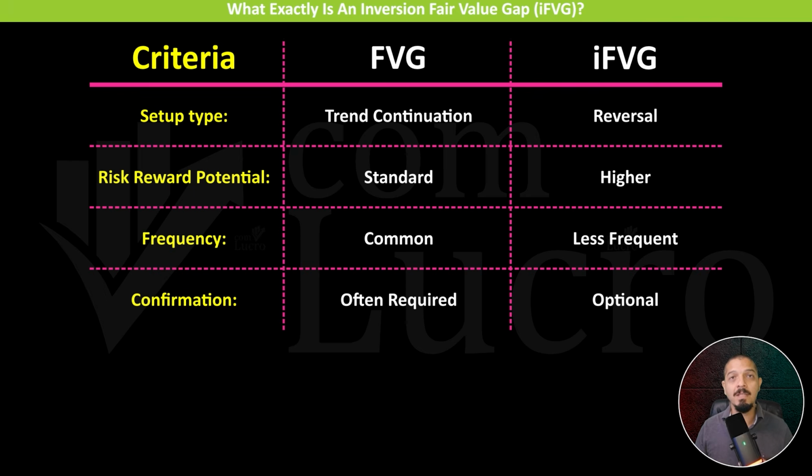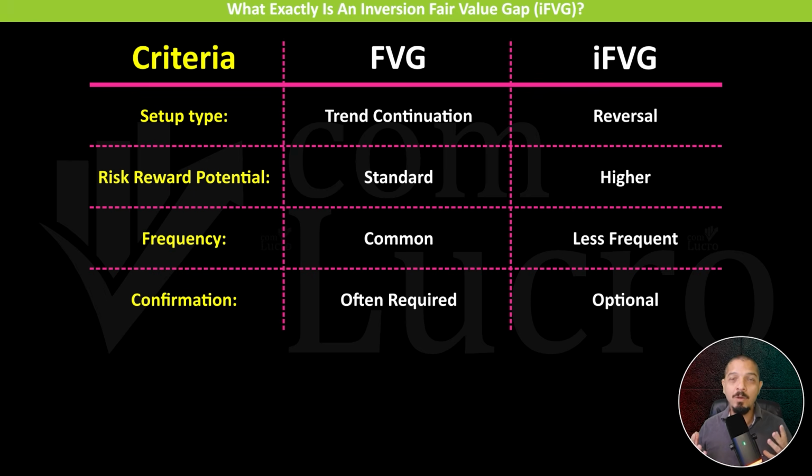They represent different types of setups, each with its own advantages and limitations. In general terms, the inversion behaves more like a reversal strategy, while the standard FVG aligns with trend continuation. For that reason, inversion setups often offer greater risk to reward potential. That said, fair value gaps appear more frequently on the chart, whereas identifying a clean inversion FVG that meets all your criteria can be more challenging.